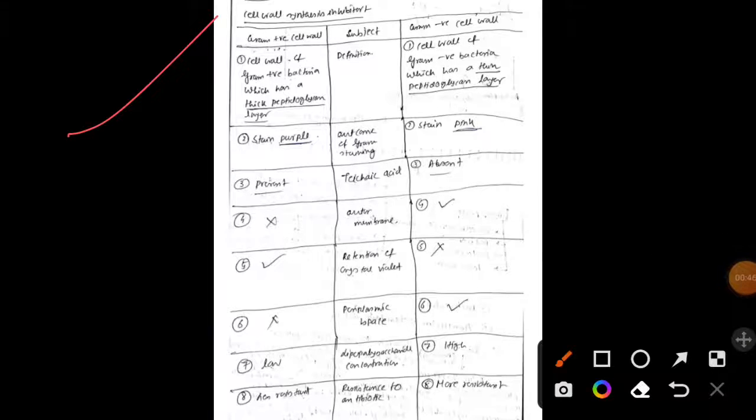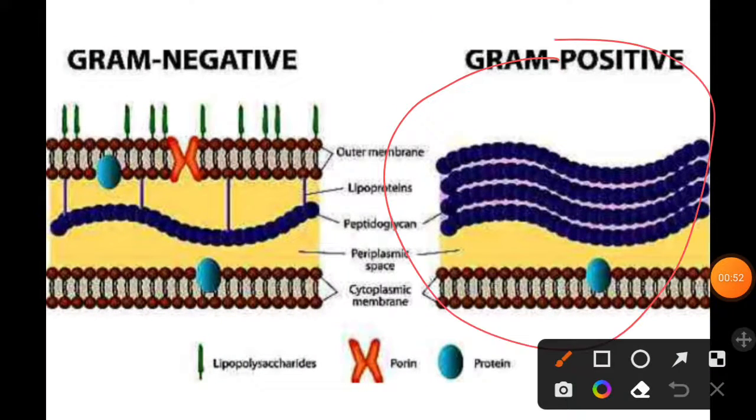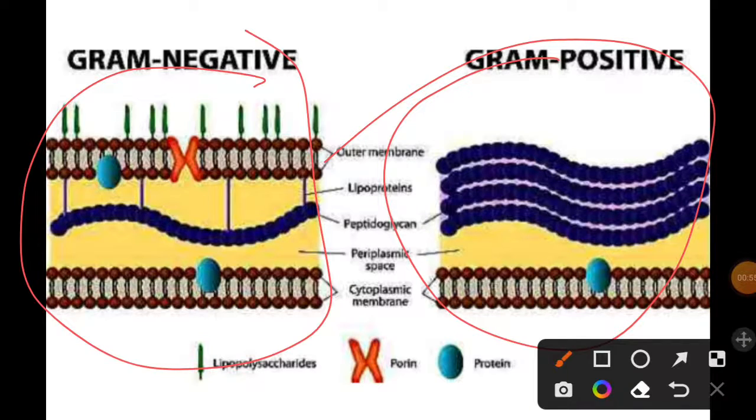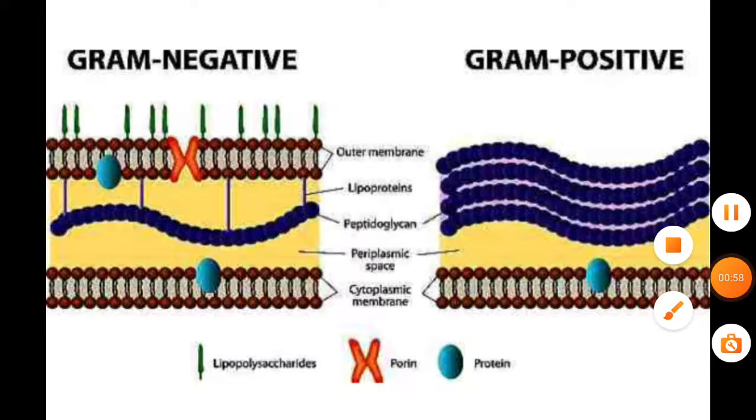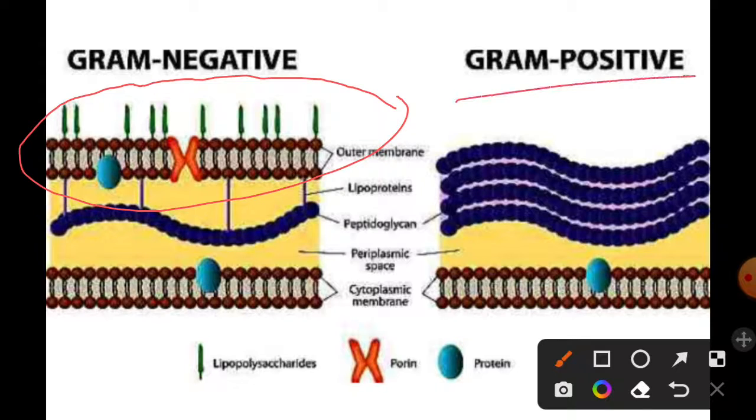If you want to take a screenshot of the difference between the gram positive and gram negative cell wall, you can take it. We will discuss this diagrammatically. This is a diagram of a gram positive bacterial cell wall and this is a gram negative bacterial cell wall. The gram positive cell wall has a thick peptidoglycan layer. On the other hand, the peptidoglycan layer in gram negative bacteria is thin, but gram negative bacteria also possess an outer membrane, which gram positive bacteria lack.